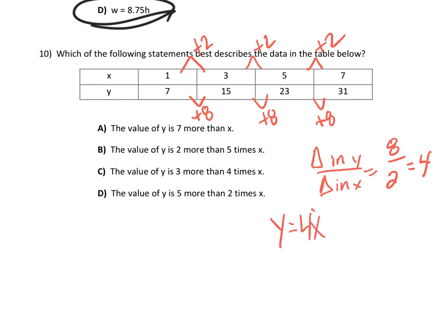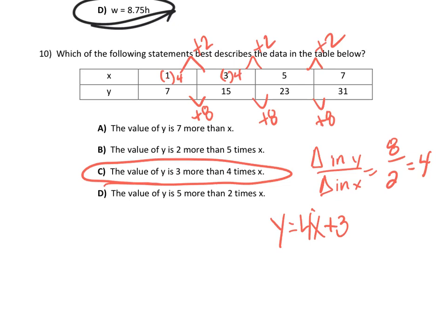Now that can't finish it. Why? Because if I say 1 times 4, I get 4. Well, how do I get to 7? Well, I have to add 3. So 3 times 4 is 12. 12 plus 3 is 15. So it gives you this value right there.